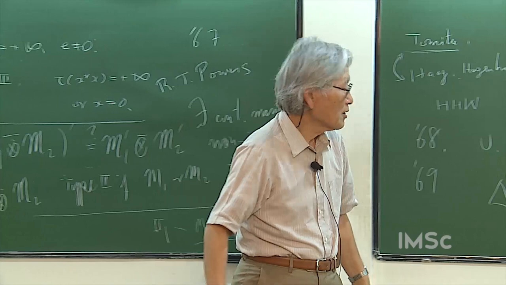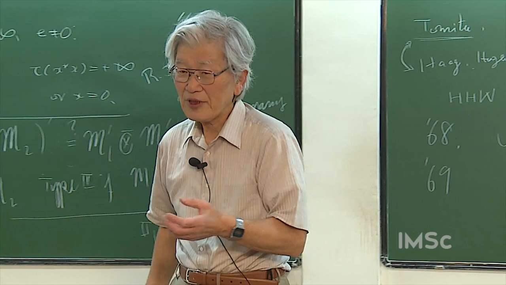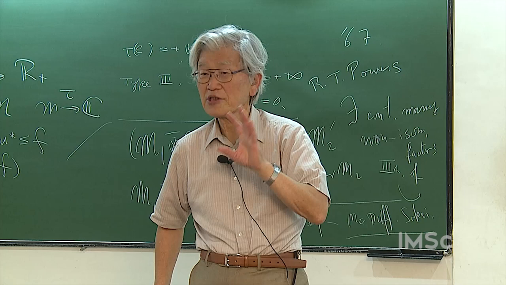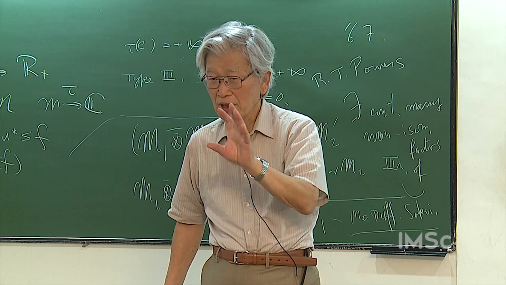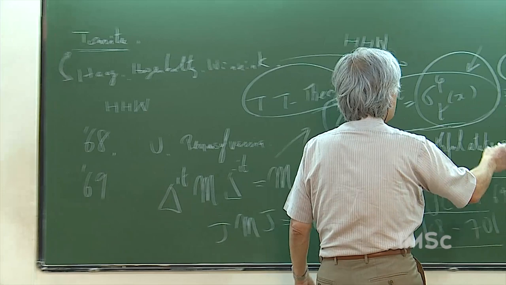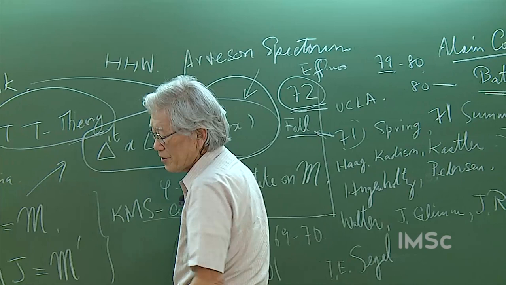And then, in 72, there was a very important discovery, or progress, made by Bill Arveson. I'm going to talk about Arveson's spectrum. It was introduced then, and it influenced me as well as Alain Connes. For him, the modular automorphism group is not the main interest.